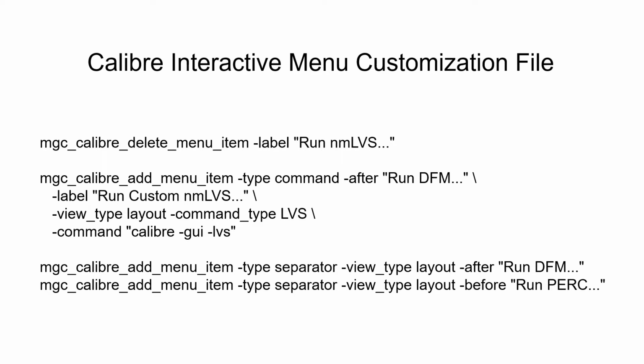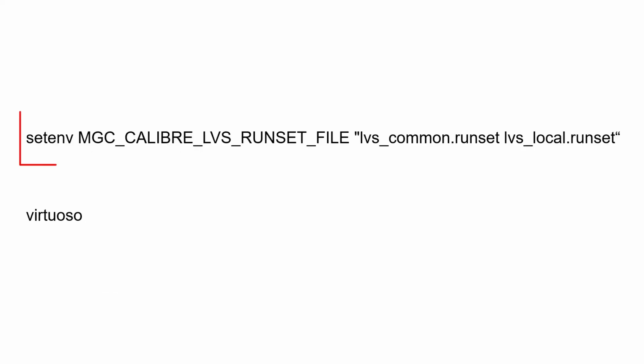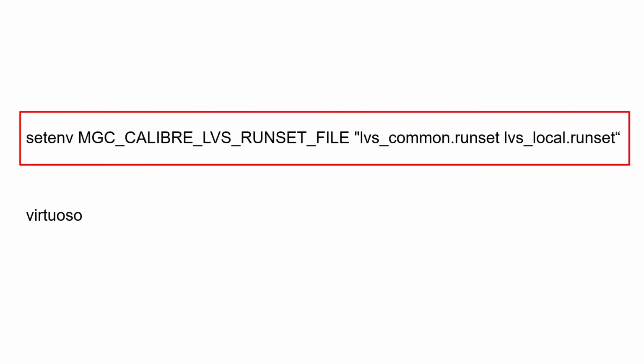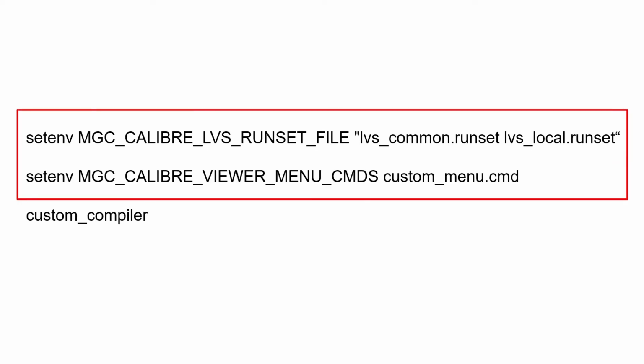In this video, we demonstrated the setup of the Calibre Interactive Menu Customization File to run Calibre LVS with the same runset in both Cadence Virtuoso and Synopsys Custom Compiler. We set up the LVS runset variable to run Calibre LVS on Cadence Virtuoso. We set up the custom menu variable and LVS runset variables to run Calibre LVS on Synopsys Custom Compiler, and we can produce the same LVS result as in Cadence Virtuoso.